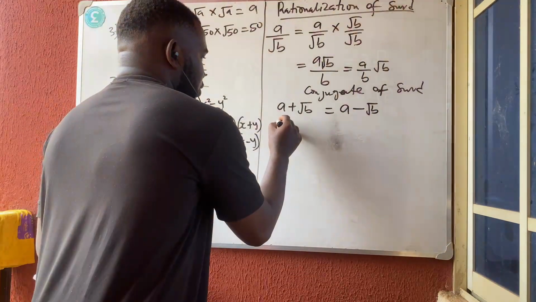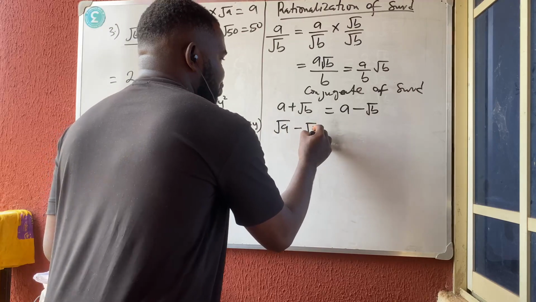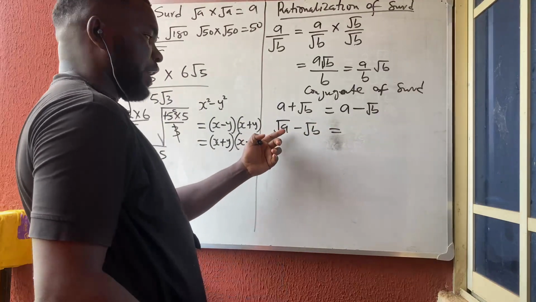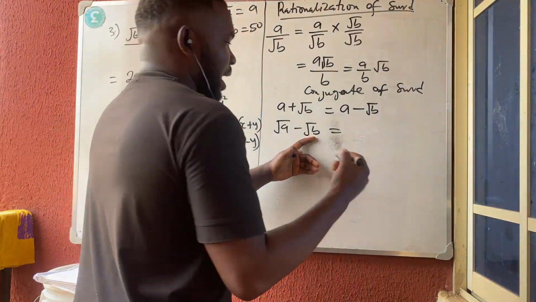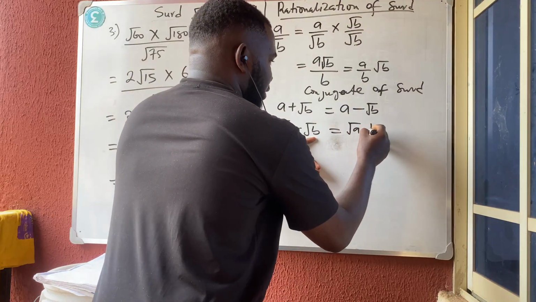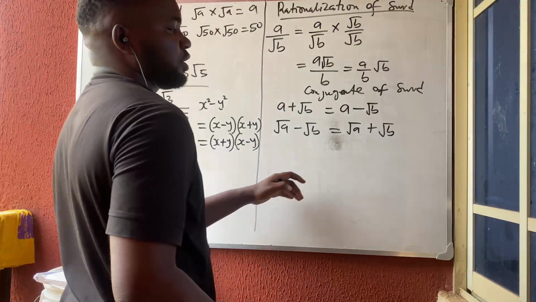Okay, look at this one: root A minus root B. They've given me the first person minus the second person. My answer will not be what? The first person plus the second person. This is the conjugate. Okay?